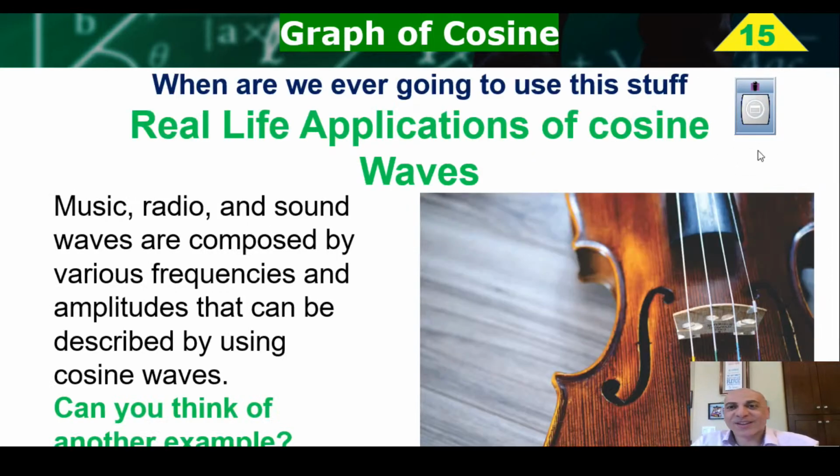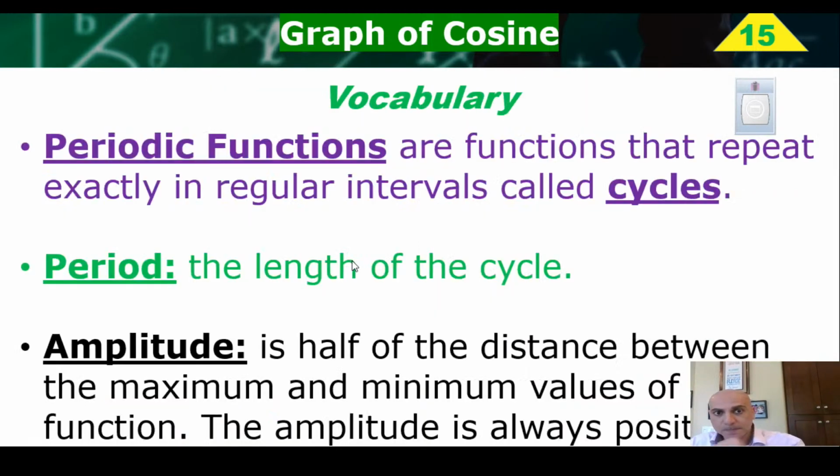Pretty interesting indeed. Okay, similar to the sine graph, where do you actually use this in life? We said last time that music, radio waves, and sound waves are composed of these. You could use the sine and cosine trig functions to model these kinds of behaviors, especially music and sound waves. Can you think of another one? If you can, you could definitely use the comments to put your ideas there.